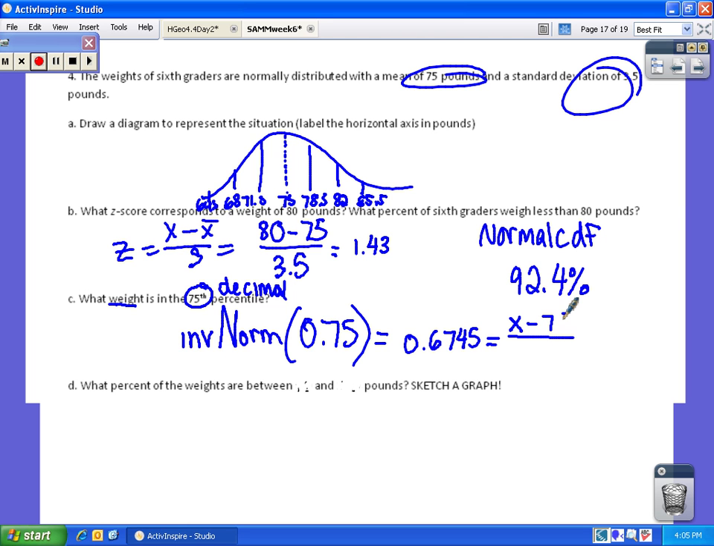75 goes in for my x bar, and 3.5 goes in for s. To get rid of the 3.5 in the denominator, I'm going to multiply both sides by 3.5. That's going to cancel out my 3.5s, and then you add 75 to both sides, and I end up getting an x value of 77 pounds.